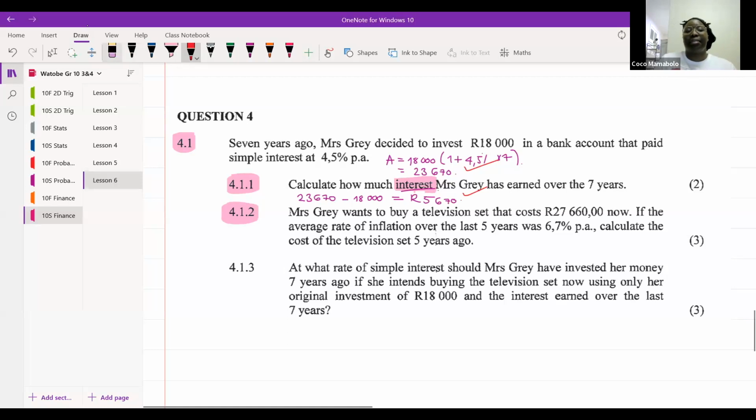All right. Now it's this. Mrs. Gray wants to buy a television set that costs 27,660 now. If the average rate of inflation over the last 5 years was 6.7% per annum, calculate the cost of the television set 5 years ago. 5 years in the past. The past. You guys, English is not my mother tongue.